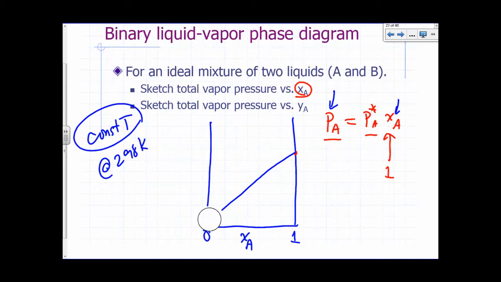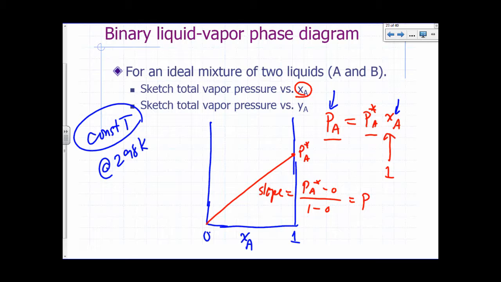So we're going to go from 0 to P star A. You can verify that the slope of this line is equal to P star A minus 0 over 1 minus 0, so that's just P star A. And you can see your y-intercept is 0. So y equals mx plus b, and your b is going to be 0.